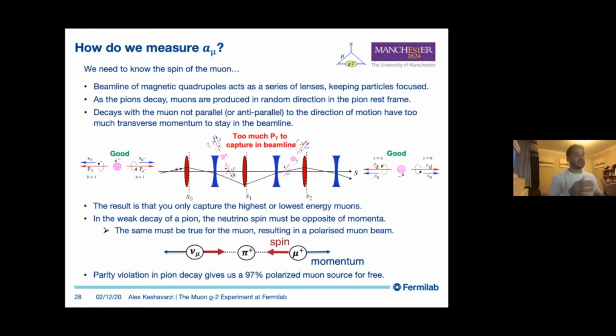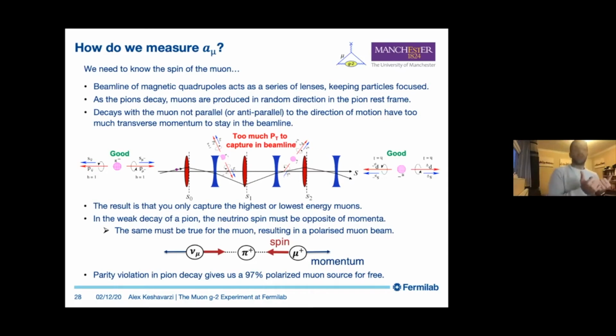And so what we do is, when the muons come towards the beam line, towards the delivery ring, there's a set of what are called quadrupoles, which are basically electrostatic plates, which act as a series of lenses like you see here, which is what I said before. They keep the particles focused through the beam line. Now, the pions decay, and the muons can be produced in any random direction. All right, but if the pions decay and the transverse momentum is such that the decay of the pion to the muon isn't parallel or anti-parallel to the direction of motion, well, there is too much transverse momentum for it to stay in the beam line, so they fire off.